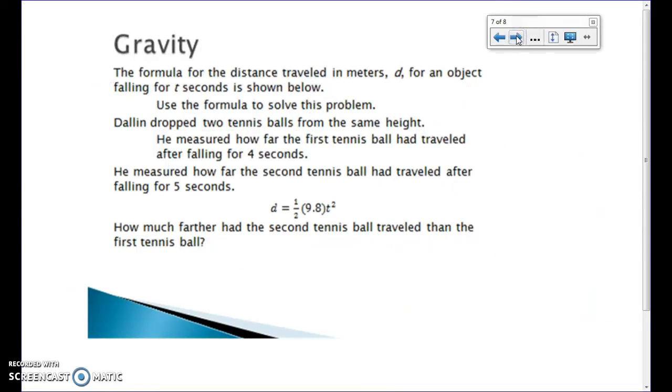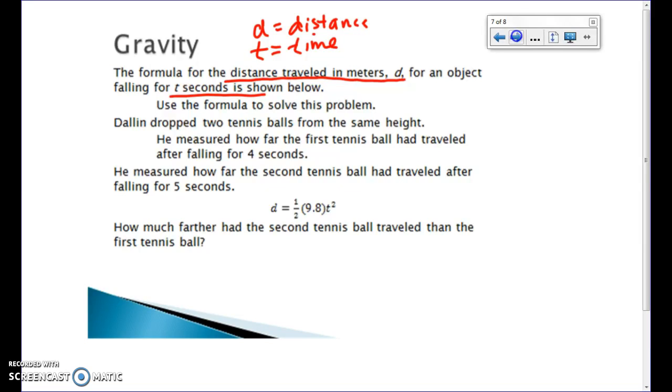Okay, then finally, gravity. And this is an actual formula for gravity here. The formula for the distance traveled in meters, d, for an object falling for t seconds is shown below. So first things first, I'm going to label this one for you. D is how far it goes. So we're going to call d distance. And it's very convenient that they called that variable distance because it starts with a d. And t seconds, obviously, that's going to represent time. How much time has gone by?